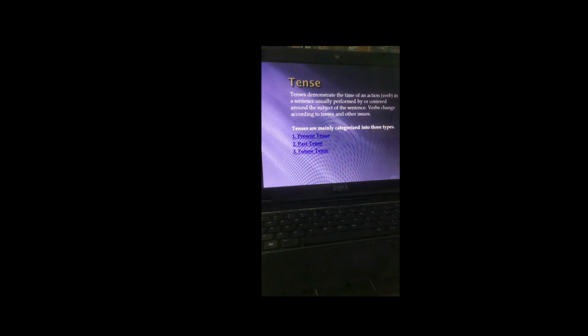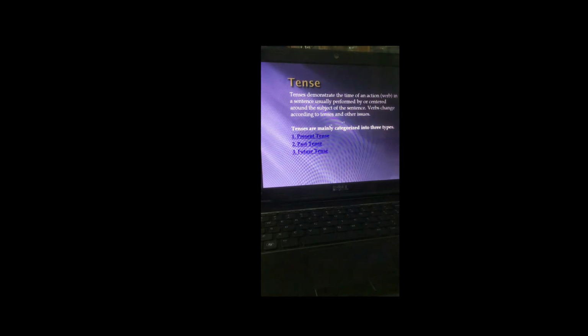Tenses demonstrate the time of an action. The action is also called a verb, right? So the verb in a sentence is usually performed by or centered around the subject of the sentence. That means the verb is an important part of a sentence, which makes sense, right? It tells you what the subject is doing.